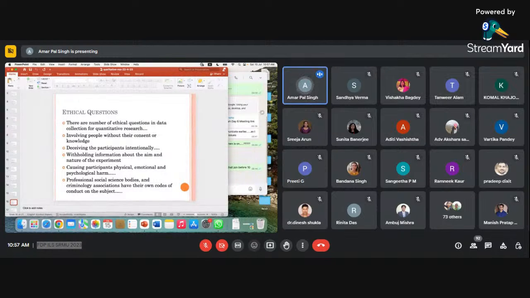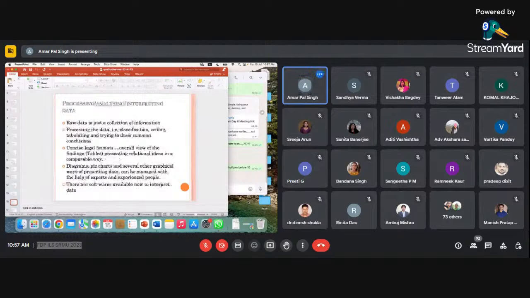So professional science bodies generally have their own code of conduct. For example, criminology associations, which allow these kinds of data to be collected, have their own codes of conduct as to how the questions are to be administered, how the data is to be collected, and what kind of consent has to be obtained.